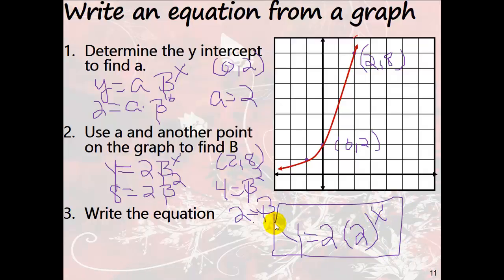So you first find a by using the y-intercept. Then once you find a, you plug a and the other point in and you solve for b, and then you write your equation.